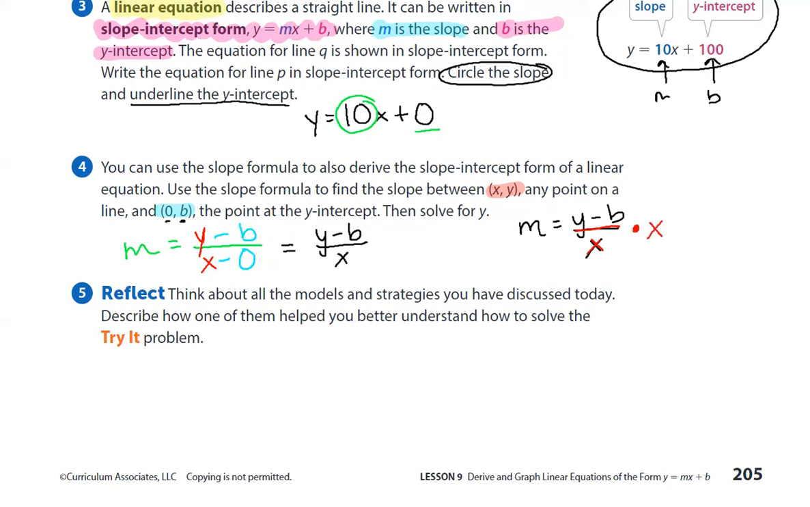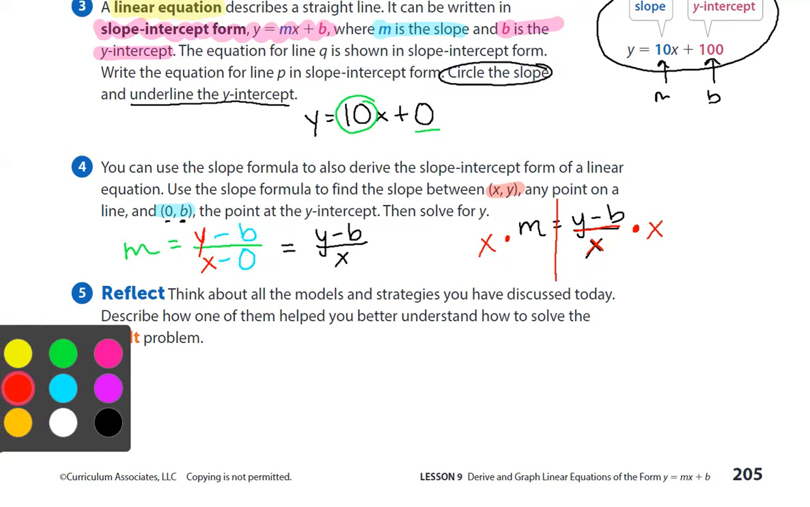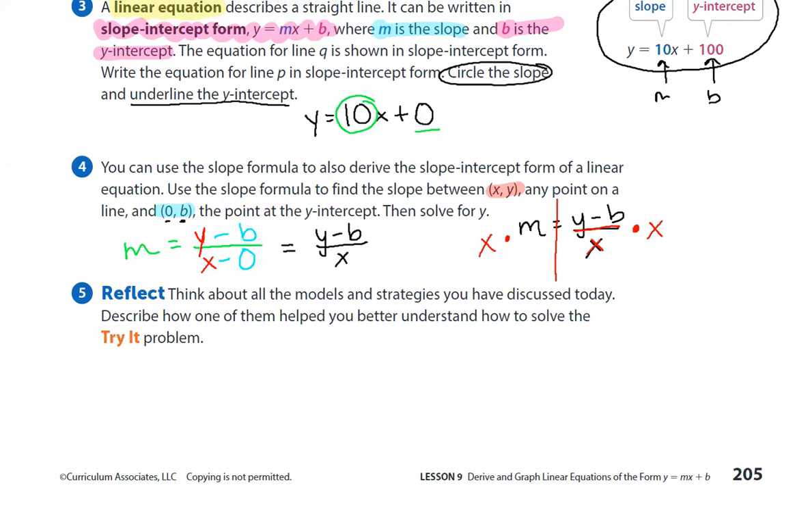If I do something to one half of my equation, I have to do the same thing to the other half. So I'm going to do times x over here. So now if I were to rewrite my equation, there's one more step after this. Second to last time, we've got xm or mx, it doesn't matter. I'll do mx since that's the way the slope-intercept form is. Equals, these canceled out, y minus b.